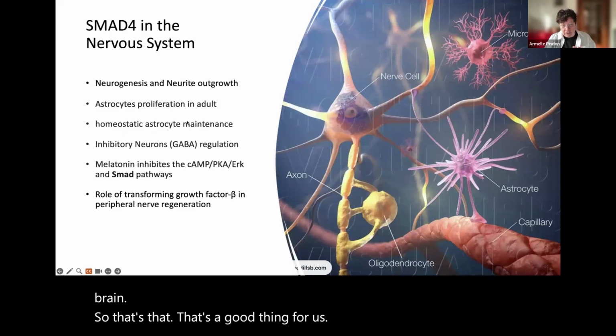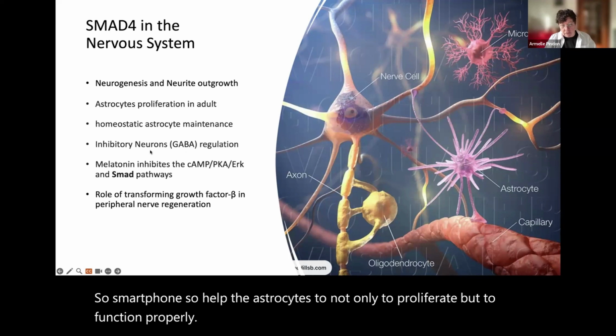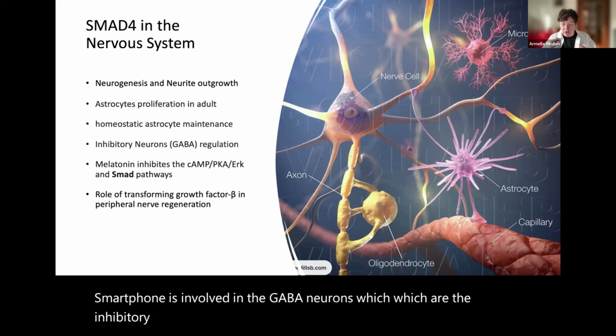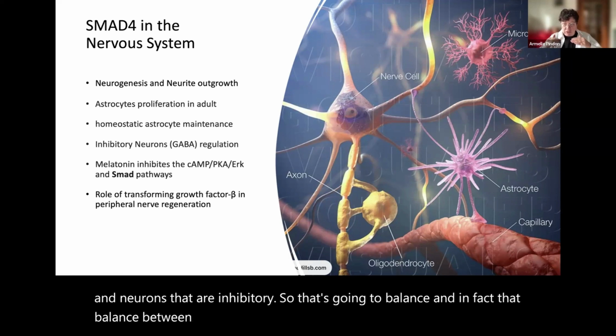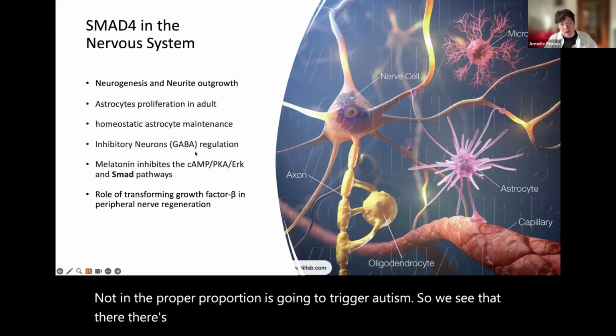SMAD4 also helps the astrocytes not only to proliferate, but to function properly. SMAD4 is involved in the GABA neurons, which are the inhibitory neurons. In the brain, you have neurons that are excitatory and neurons that are inhibitory, and that balances. In fact, when that balance between inhibitory and excitatory is not in the proper proportion, it is going to trigger autism. We see that there are also publications about how SMAD4 influences GABA regulation.